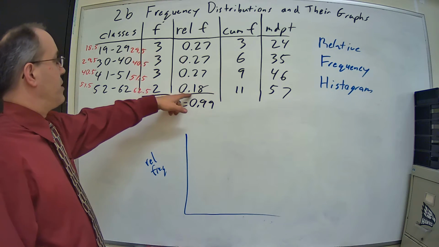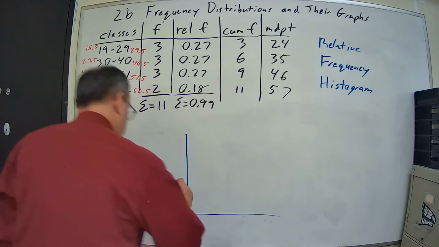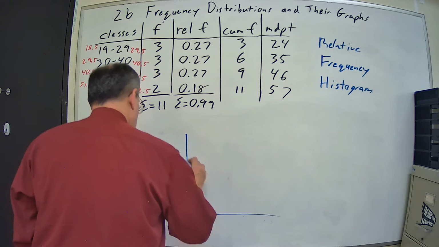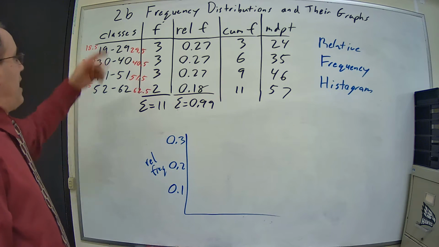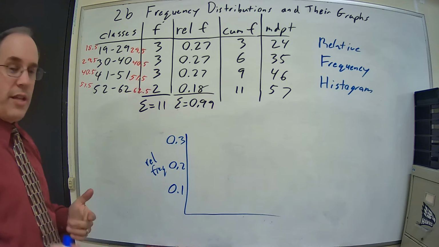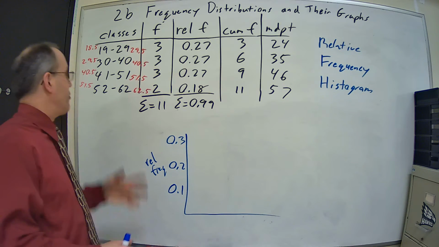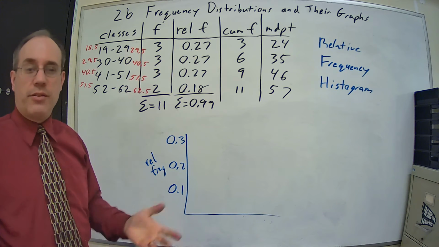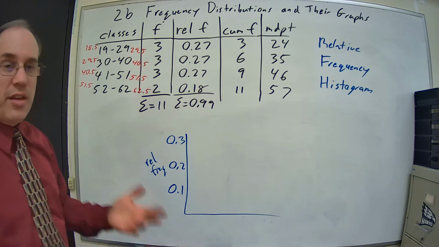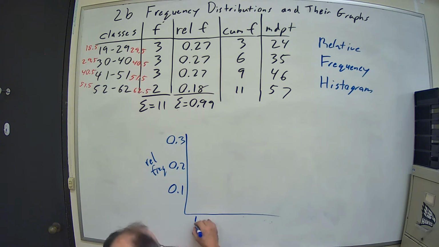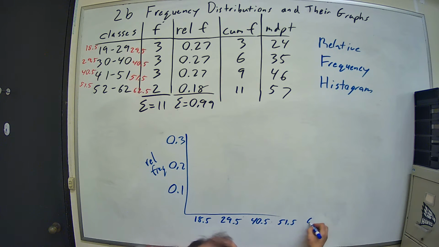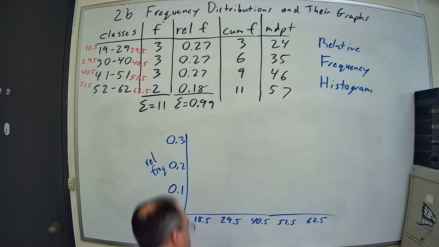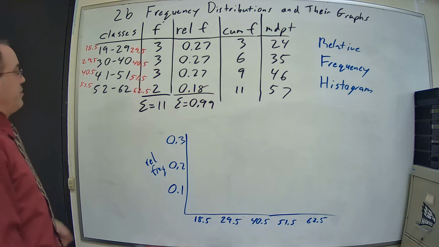We know our relative frequencies go from 0.18 to 0.27, so I'm just going to go 0.1, 0.2, 0.3. I'm going to use the class boundaries. We can use, just like with the frequency histogram, we can use either the class boundaries or the midpoints for a relative frequency histogram. I'm going to choose to use the class boundaries. So 18.5, 29.5, 40.5, 51.5, and 62.5.